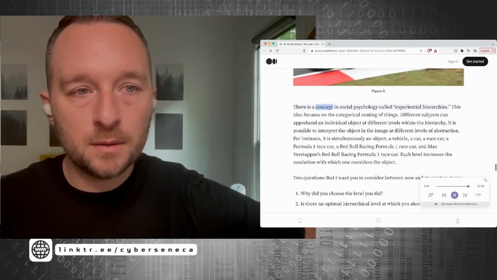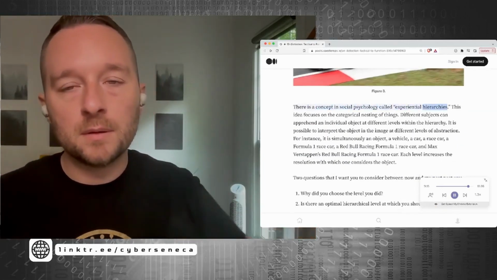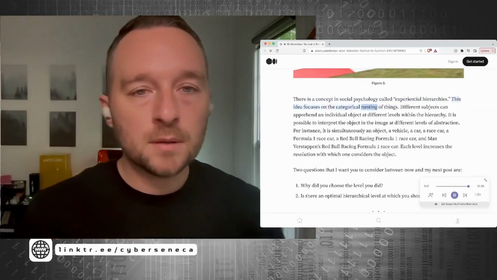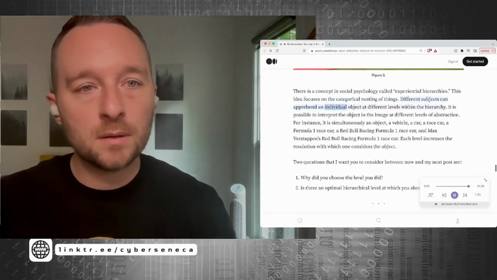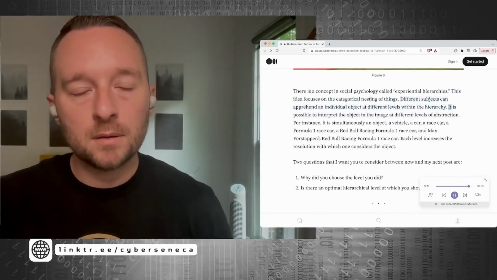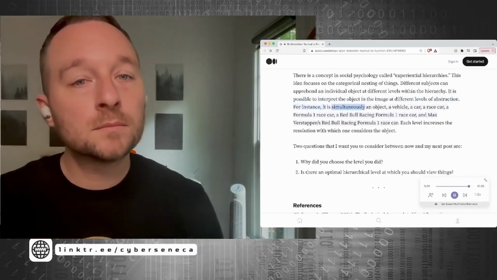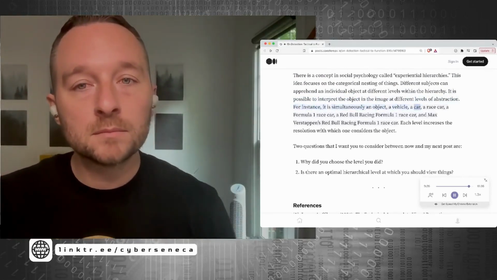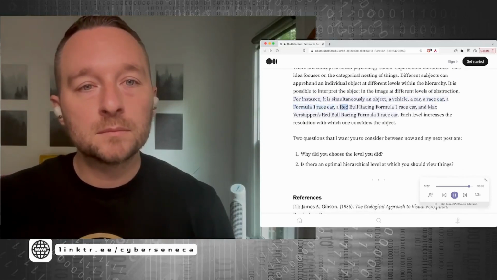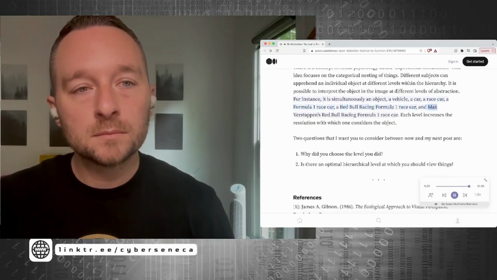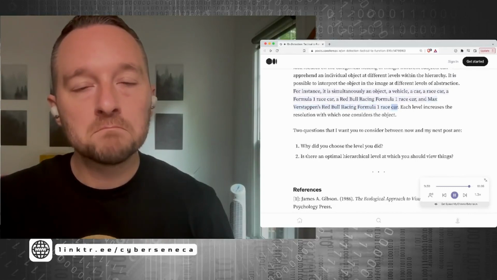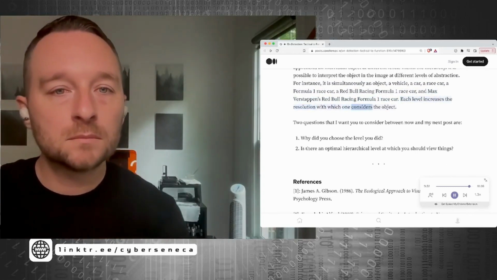You see, there is a concept in social psychology called experiential hierarchies. This idea focuses on the categorical nesting of things. Different subjects can apprehend an individual object at different levels within the hierarchy. It is possible to interpret the object in the image at different levels of abstraction. For instance, it is simultaneously an object, a vehicle, a car, a race car, a Formula One race car, a Red Bull Racing Formula One race car, and Max Verstappen's Red Bull Racing Formula One race car. Each level increases the resolution with which one considers the object.